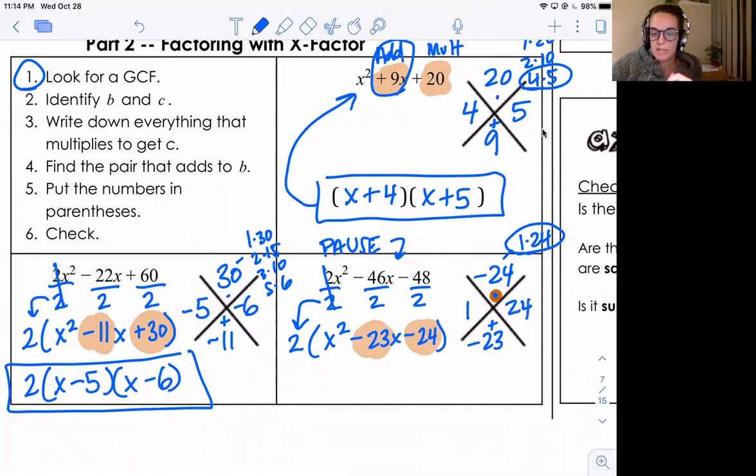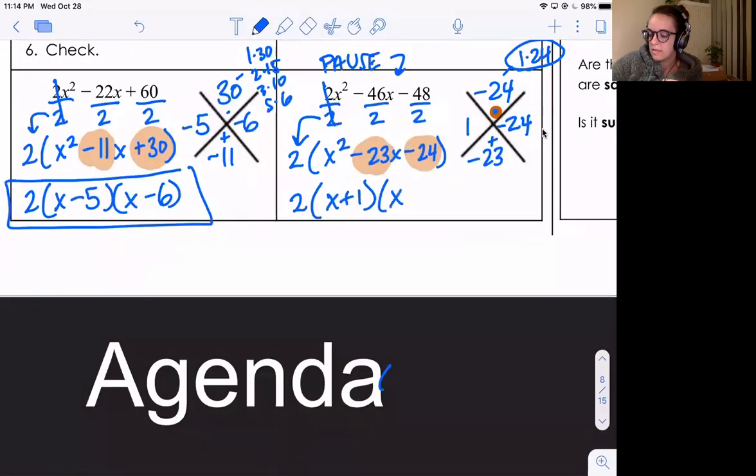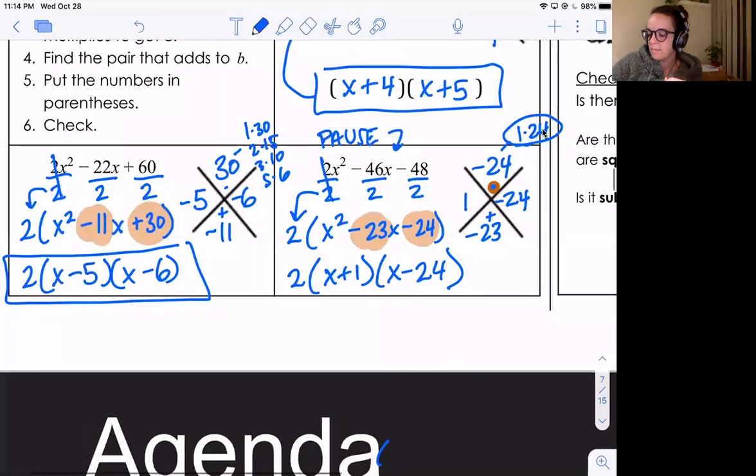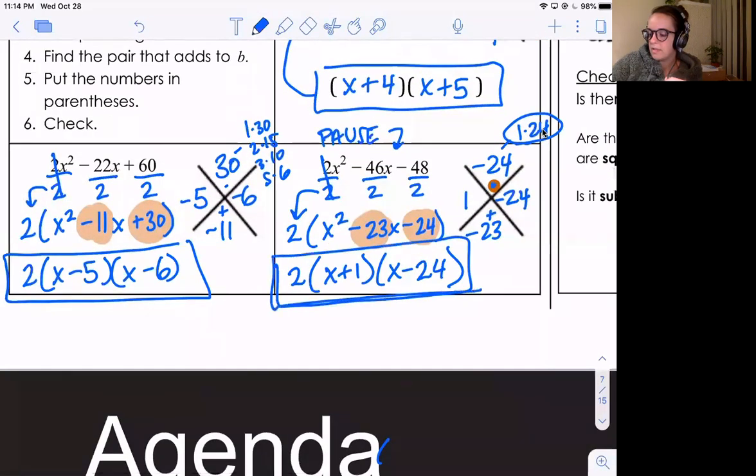In order to make negative 23, I want the 24 to be negative. Right, so negative 24 and positive 1. So I'd have 2, x plus 1, x minus 24, like that. So this is the factored version of that.